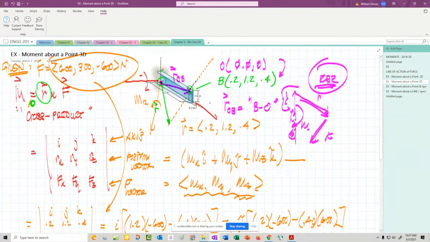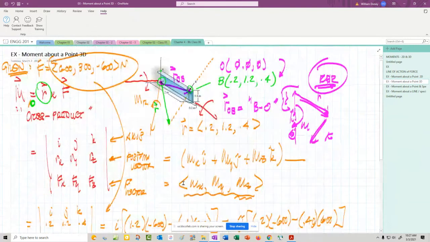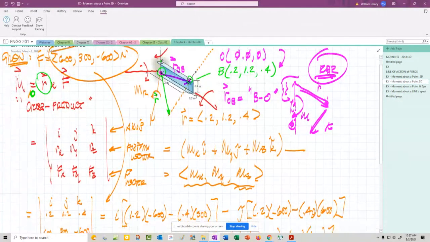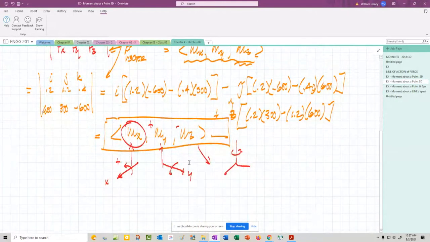Same thing in y. How's it spinning about y? It looks like it's trying to tilt this thing over into y. I would expect that one to be a positive number. And then z, it's pushing down that way, kind of this. Maybe that's a negative. At least I can use those to get a gauge or a guesstimate on the answer, to see if it made sense.